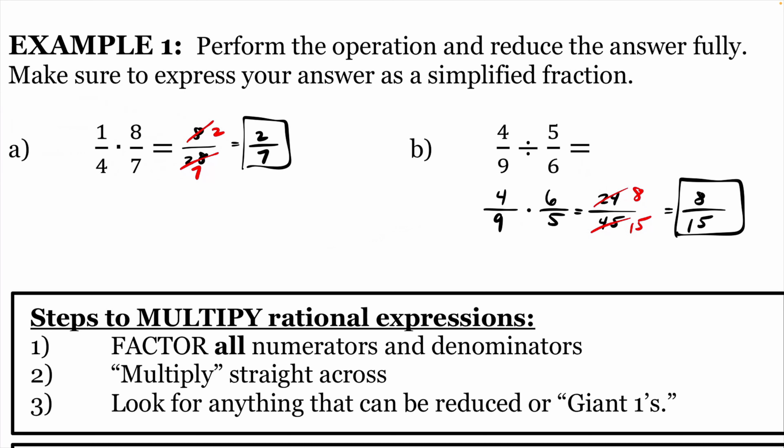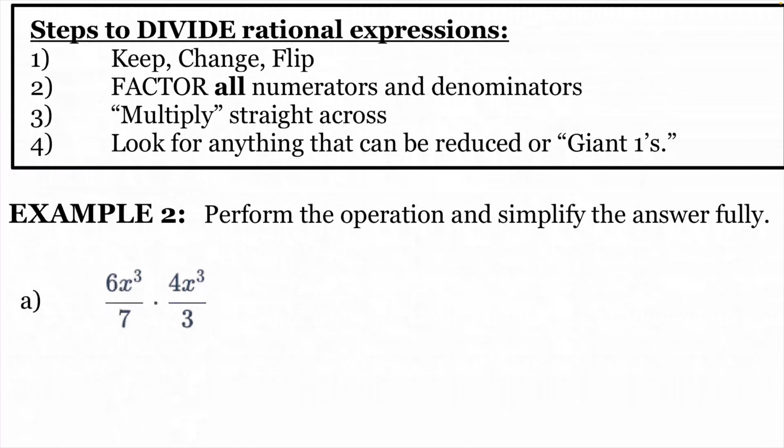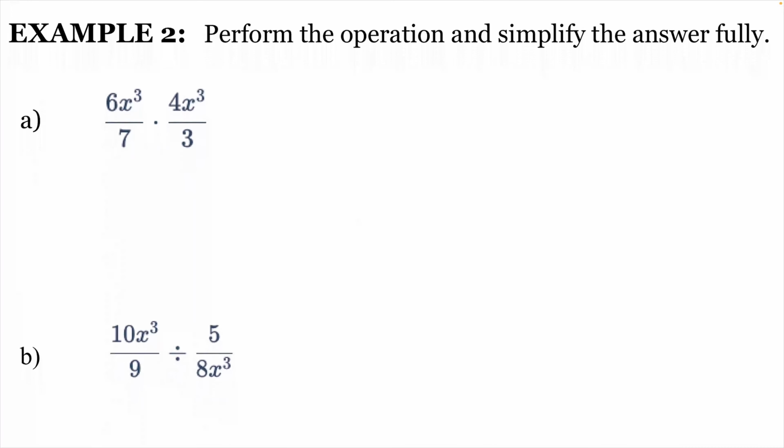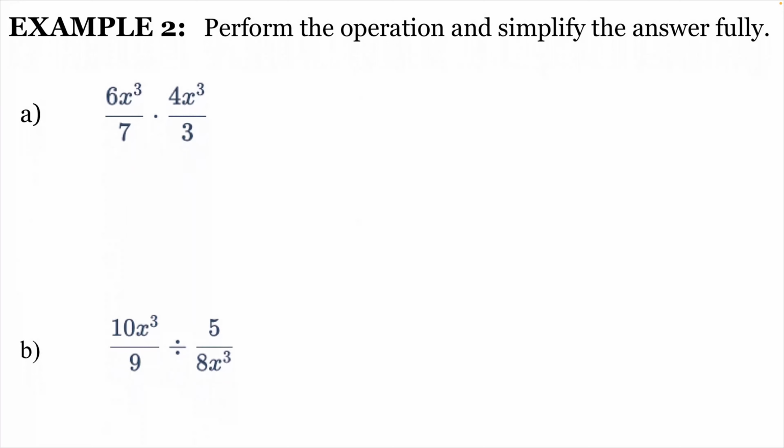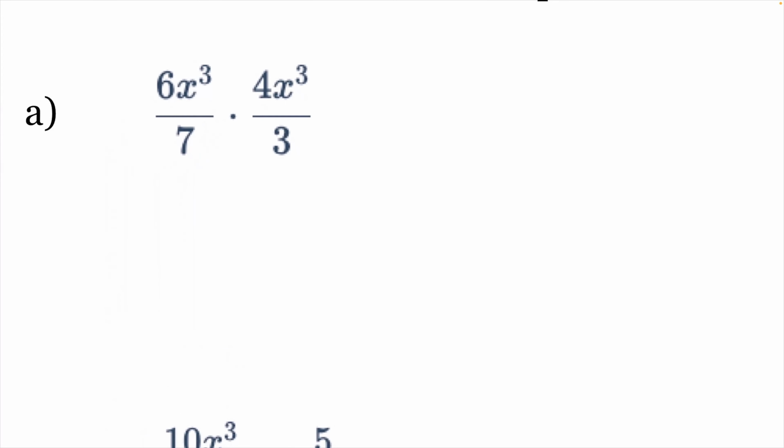All right, so now let's go down to something that's more our grade level. Okay, so this is multiplication. What were the rules for multiplying two fractions? Straight across. So we go 6 times 4, 24.